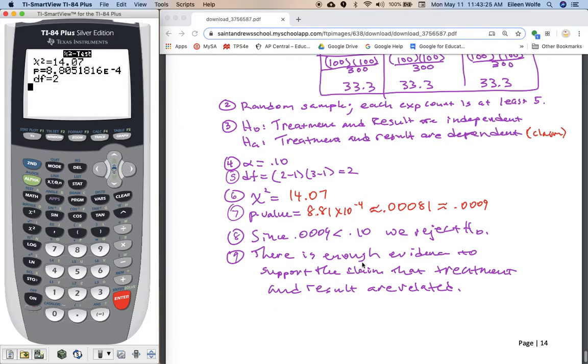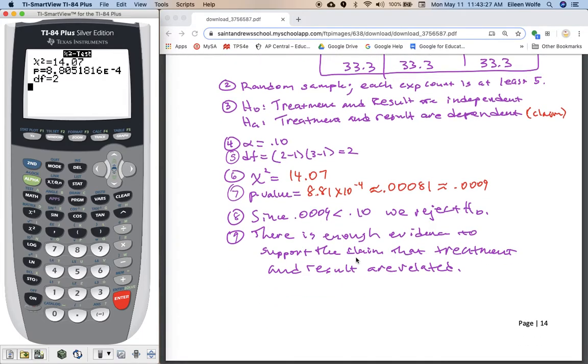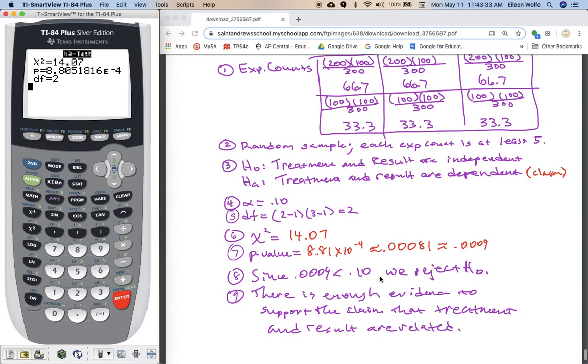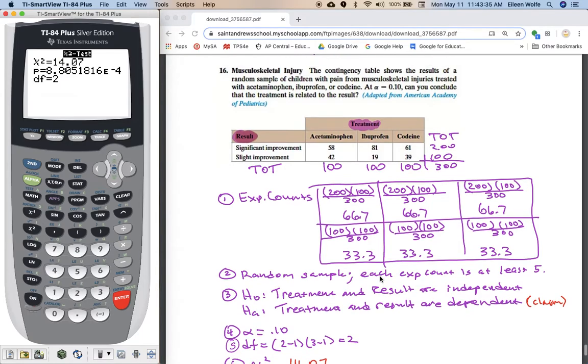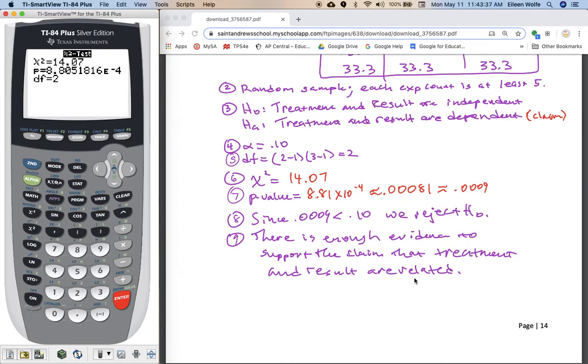So again, we have a very low p-value with enough evidence to support the claim that the type of pain relief treatment and the result of whether or not you had significant or slight improvement are indeed related to each other. So we have statistically significant evidence for a relationship between the treatment type and the level of result.